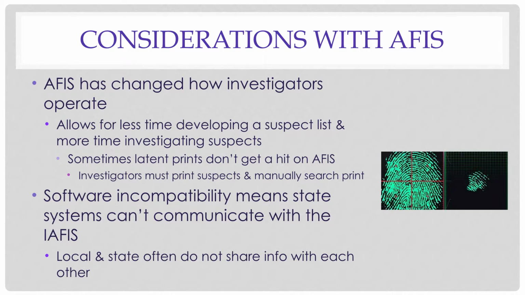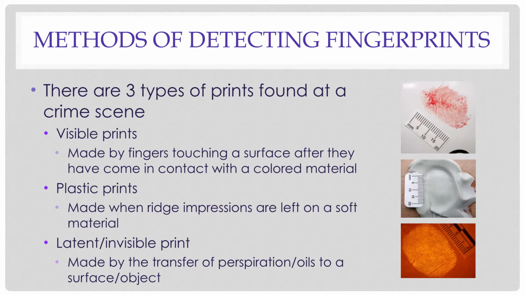Software incompatibility means that state systems can't communicate with the FBI integrated AFIS. And so local and state often do not share information with each other. And this is where we come into problems where we have serial killers, for instance, that go from one state to another. It's the reason why it takes so much time to actually catch them.